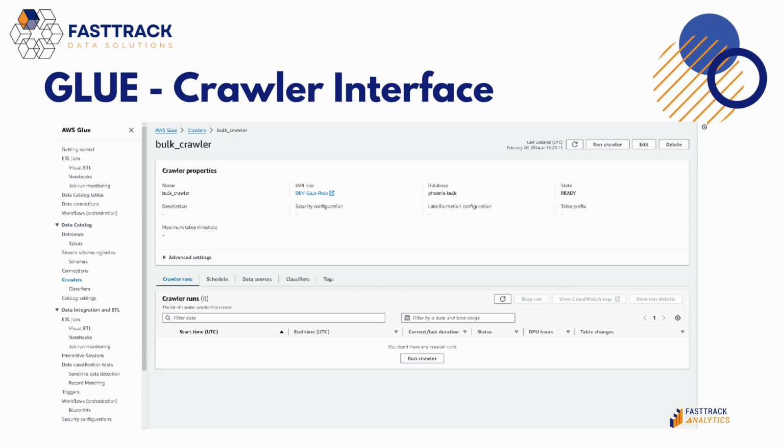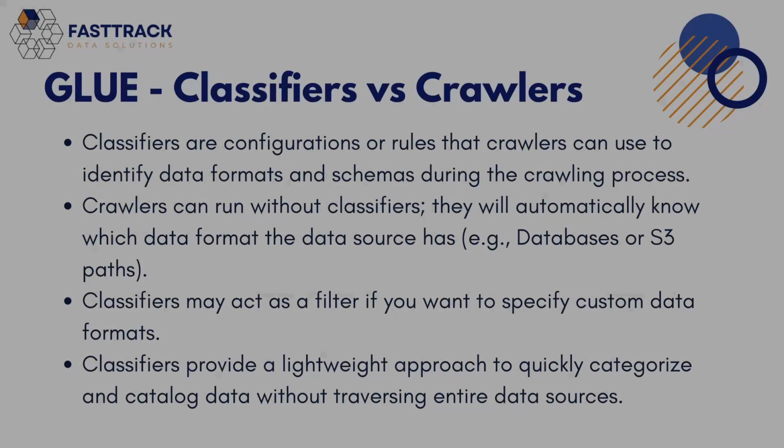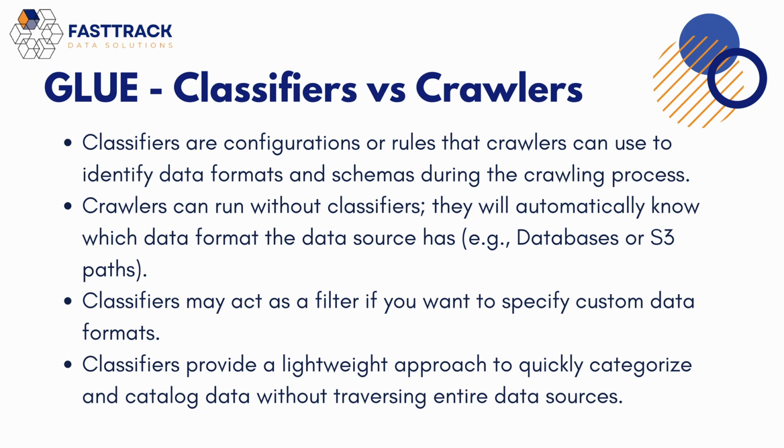Here we can access the classifiers. It is used to understand what type of data you're working with. They analyze data files to identify the format, structure, and data types, and then determine the schema automatically. This process, called schema inference, allows Glue to catalog data correctly without manual definition. Glue includes built-in classifiers for common formats like CSV, JSON, and Parquet, and also supports custom classifiers when you have unique data structures.